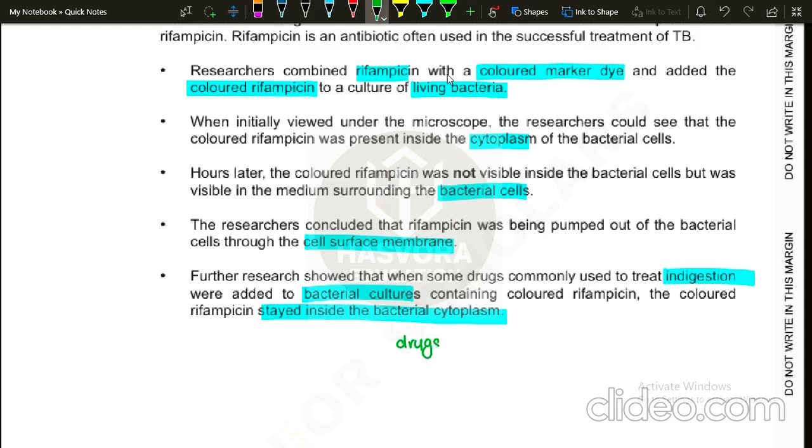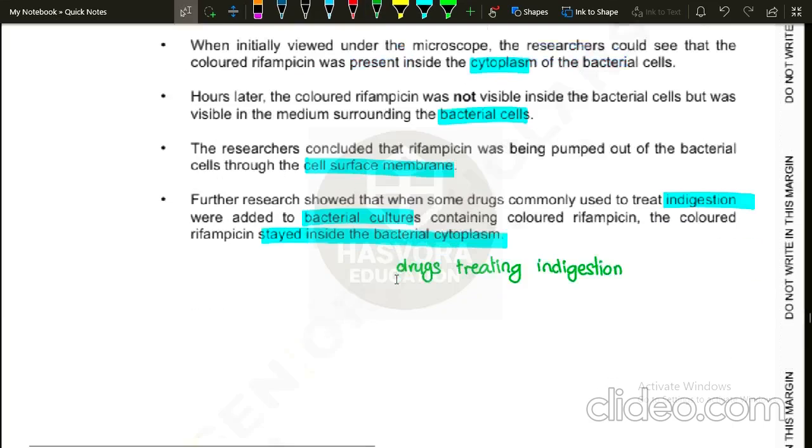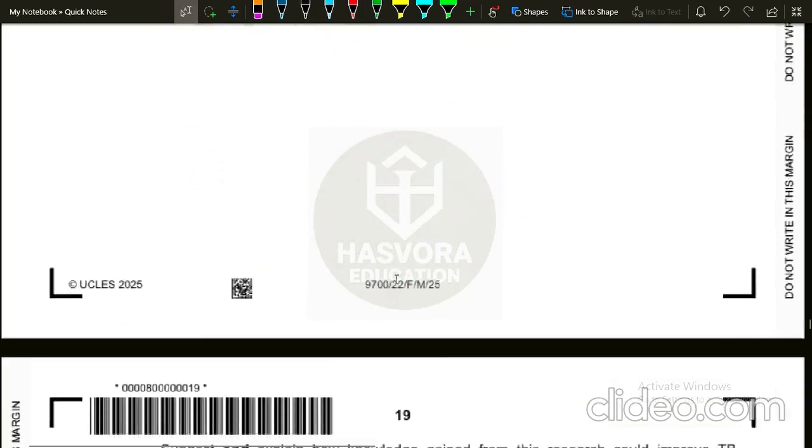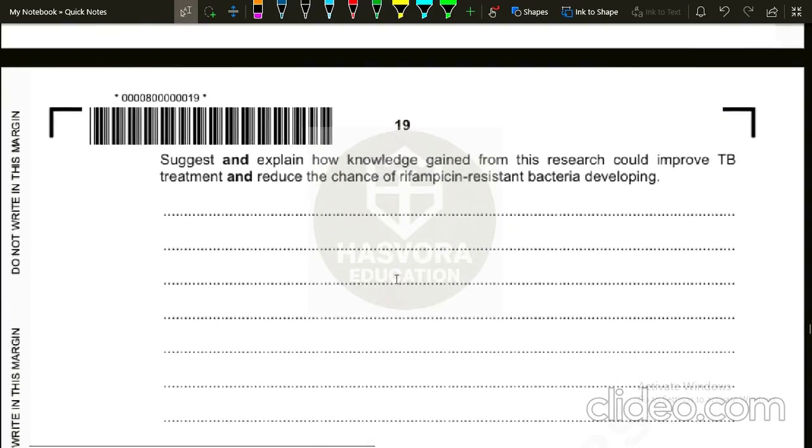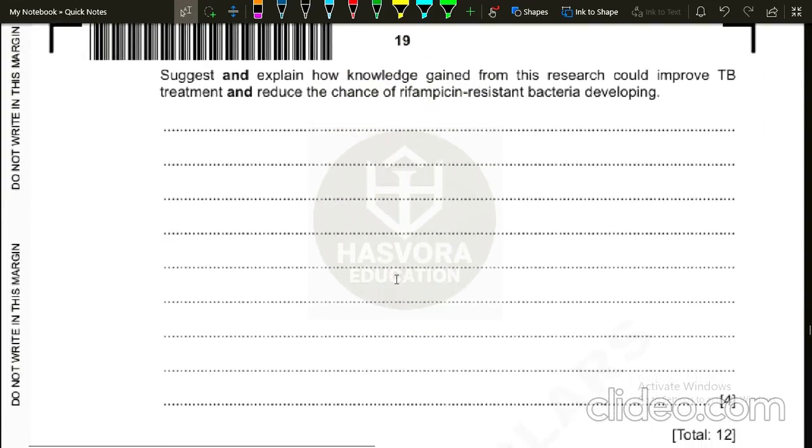This says when the drugs treating indigestion are given to the bacterial cultures, what happens is that it is unable to kick out the rifampicin, the antibiotic, from the cytoplasm. So this means that it is inhibiting the membrane pumps of that bacterial cell, so it is unable to, you can say, excrete the antibiotic.